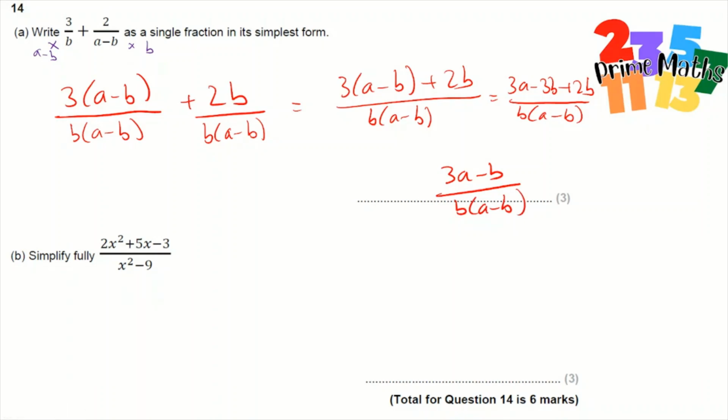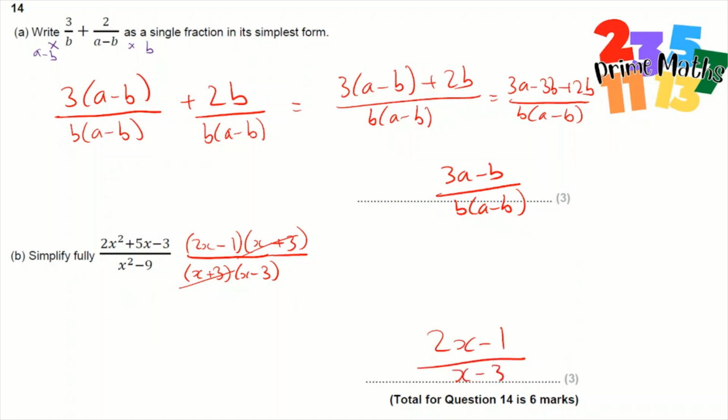Our second question wants to simplify. To simplify, we're going to factorise. It's easier to factorise the denominator for x plus 3 and x minus 3. To factorise the numerator, we know we're going to have 2x and x. We know we're going to have a 3 and a 1, so we can use trial and error or split in the middle to work out that this factorises to 2x minus 1 and plus 3. The x plus 3's cancel out and we're left with a simplified fraction of 2x minus 1 over x minus 3.